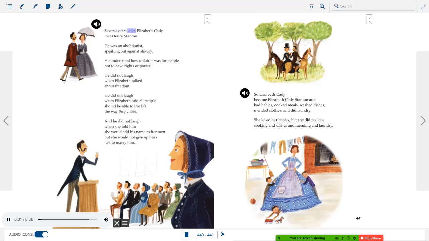Several years later, Elizabeth Cady met Henry Stanton. He was an abolitionist, speaking out against slavery. He understood how unfair it was for people not to have rights or power. He did not laugh when Elizabeth talked about freedom. He did not laugh when Elizabeth said all people should be able to live life the way they chose. And he did not laugh when she told him she would add his name to her own, but she would not give up hers just to marry him.